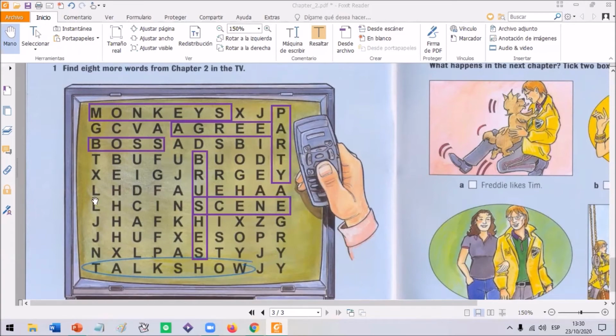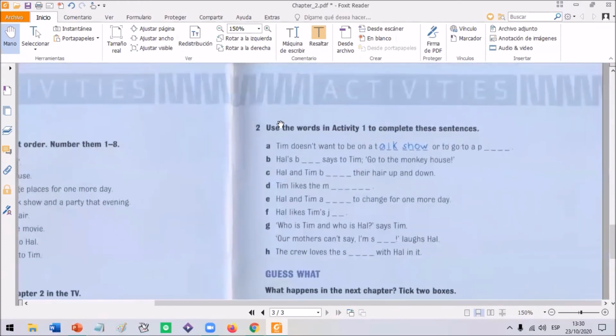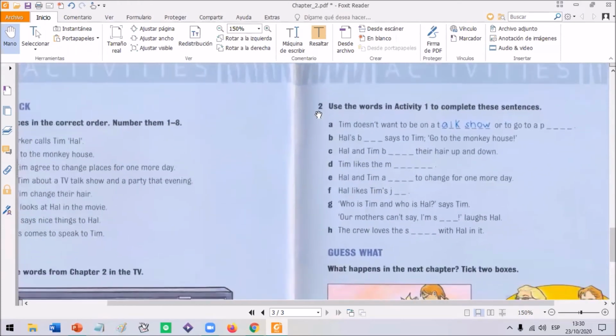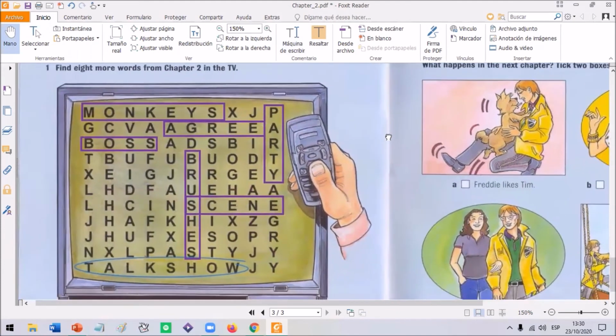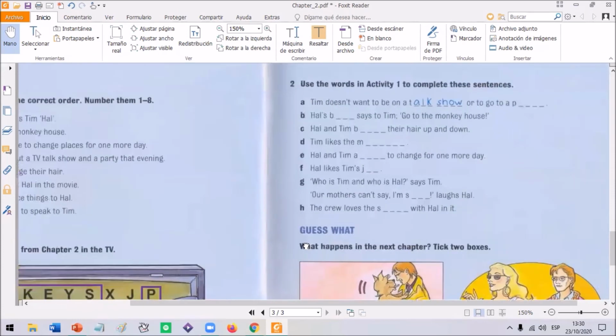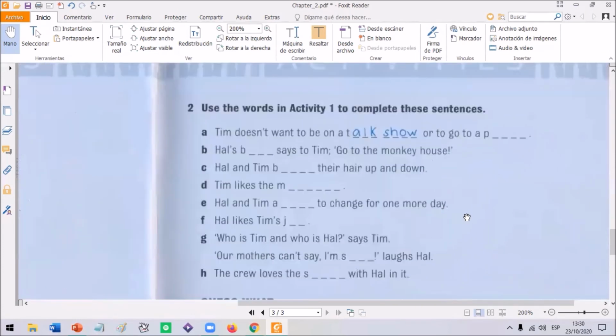But then we have to use these words to complete the sentences here. En la tarea, el ejercicio que había en la página siguiente, nos pedía esto. Use the words in activity one to complete the sentences. Son las que saco de acá, las que uso para ir completando las oraciones. Okay? So, you can help me on the chat.